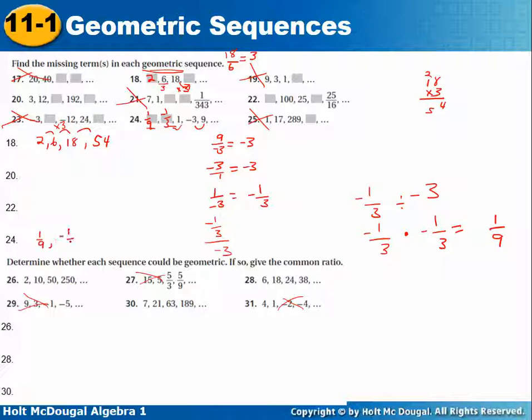That one is probably the trickiest one on here because of the fraction part. And there we have all the terms of our sequence.